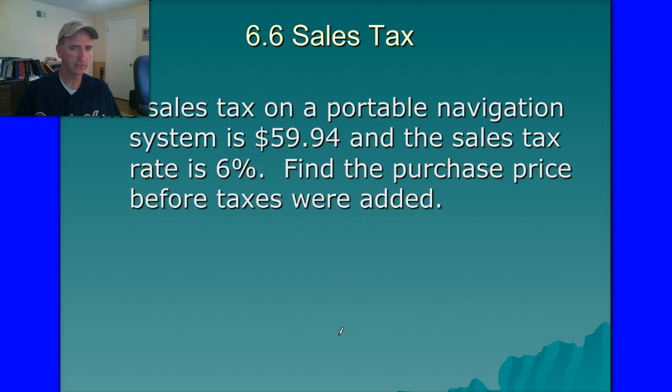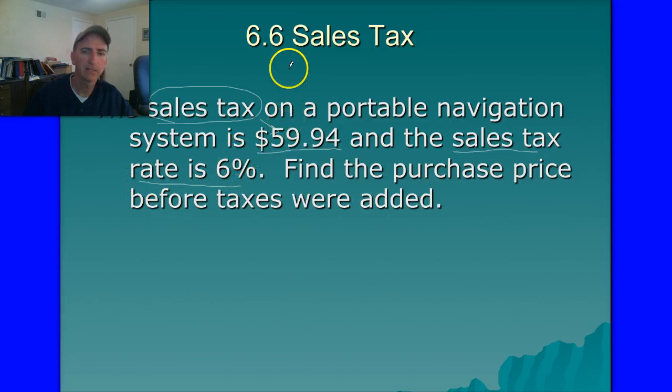Okay, now here's another interesting question. Take a look at this one. The sales tax on a portable navigation system is $59.94. Now notice what they gave you here. They gave you the sales tax, and then they also gave you the sales tax rate is 6%. Okay, so let's go back at what we know from a couple pages ago. Again, we know that the sales tax is equal to the price times the rate. Okay, well, why is that valuable for me? It says find the purchase price.